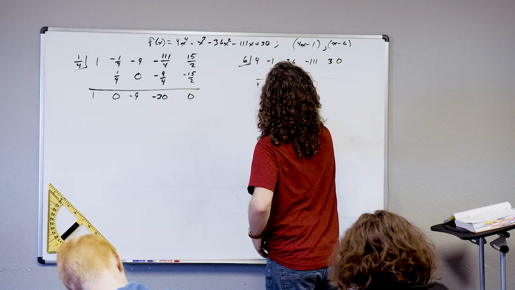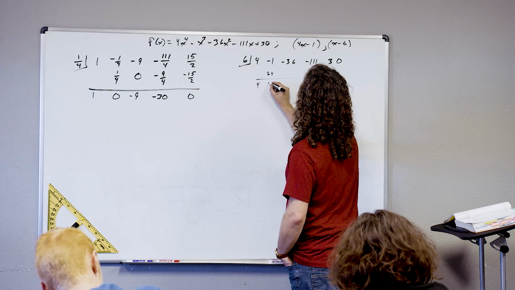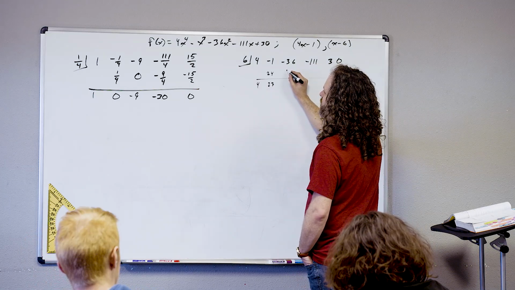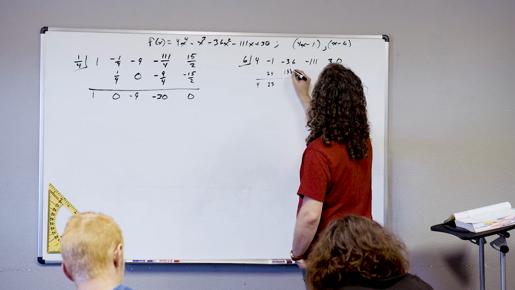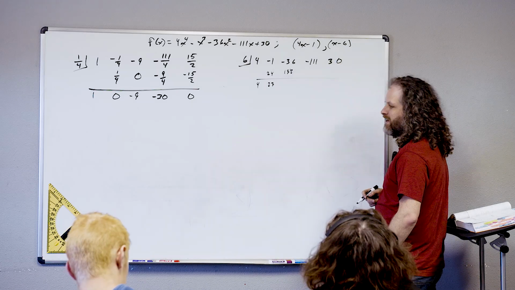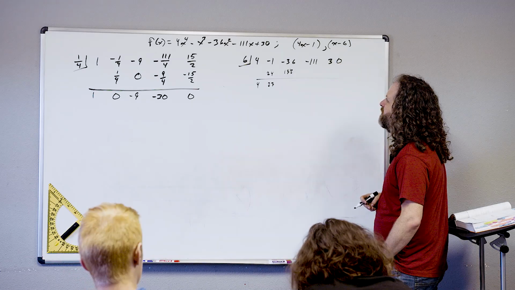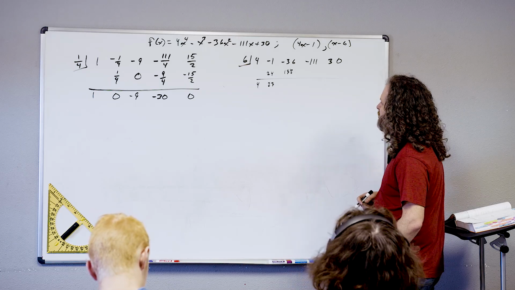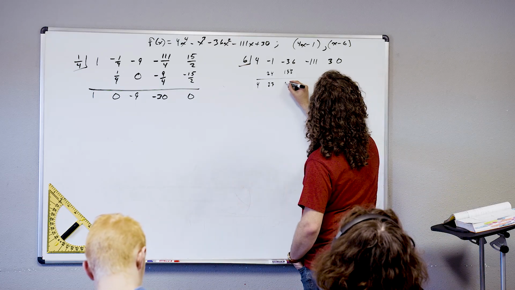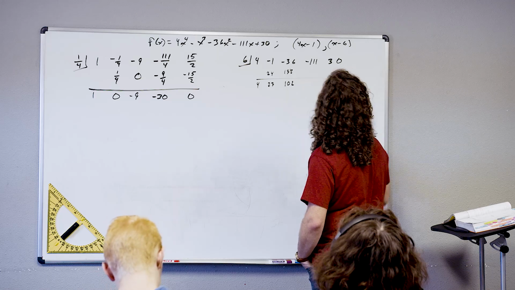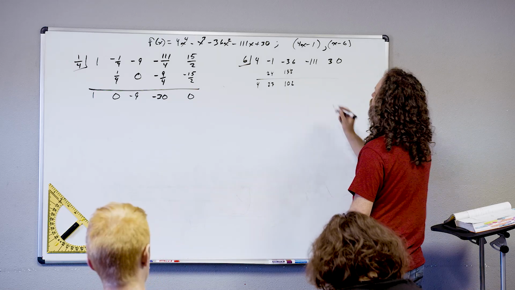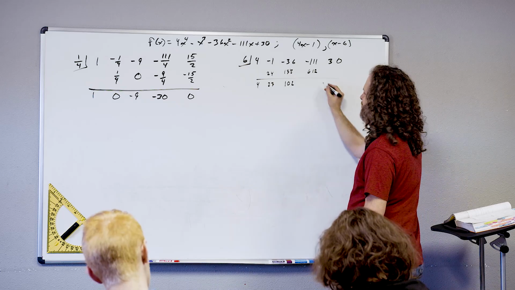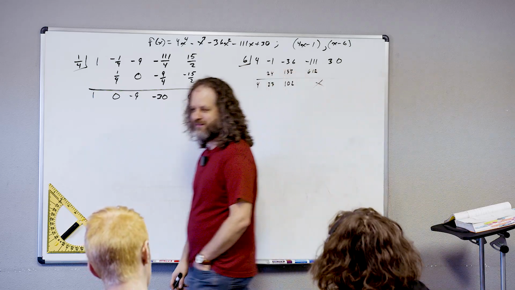Bring down the 4. 24, 23, 120, no, 138, is that right? Somebody sanity check my 6 times 23. 138. Great, thank you. Which means this is 102, which means that's 612. This is clearly not going to work, right? So, it doesn't work. No.